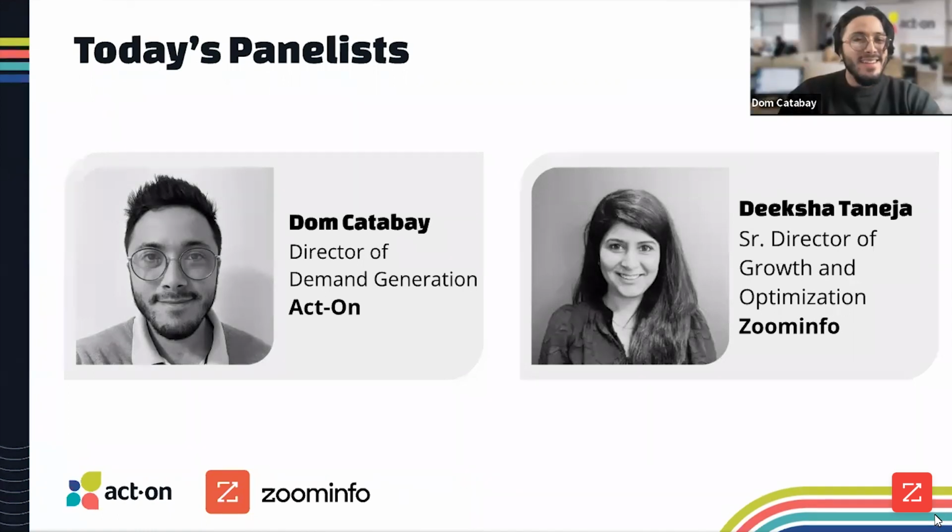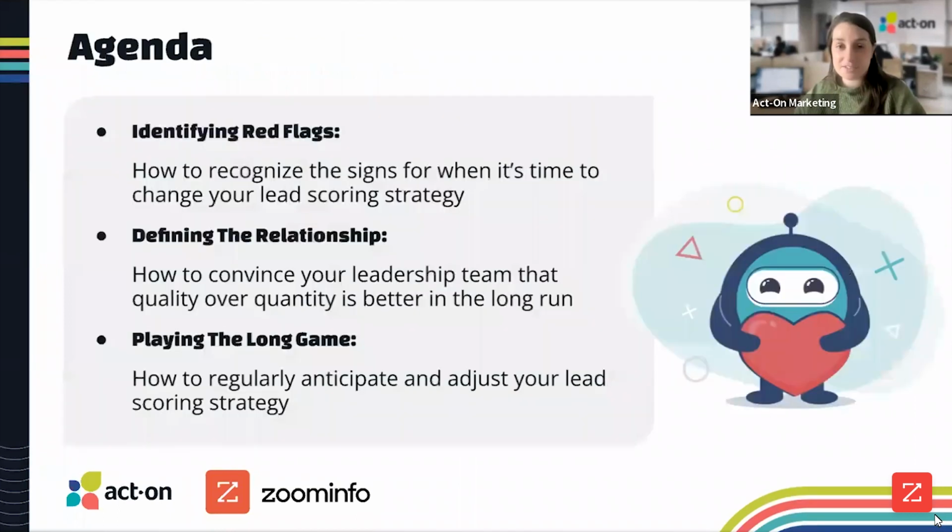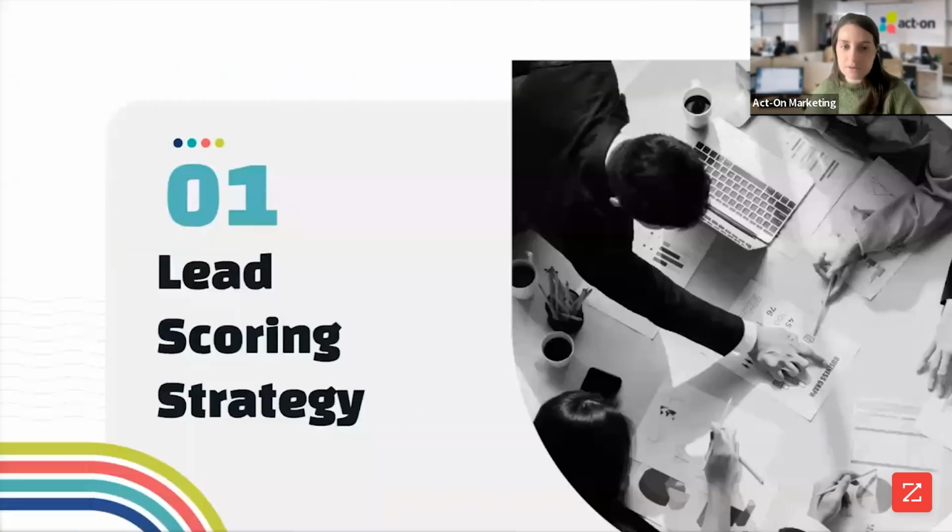Yeah, thanks so much for introducing yourselves. Let's transition into a quick rundown of today's session. So here's what we'll cover: how to recognize the signs for when it's time to change your lead scoring strategy, how to convince your leadership team that quality over quantity is better in the long run, and how to regularly anticipate and adjust your lead scoring strategy. Great, and without further ado, we can jump right in.